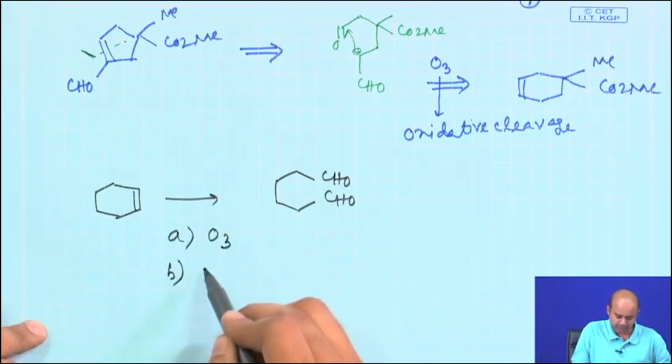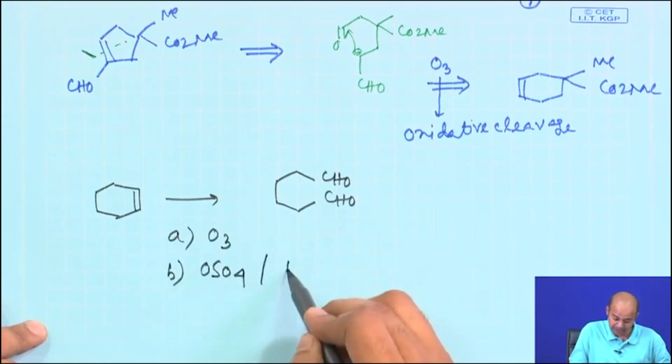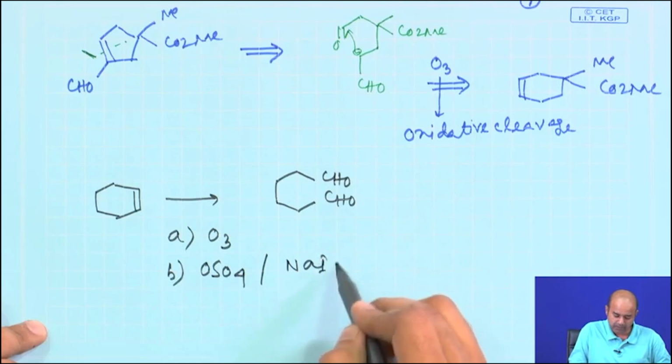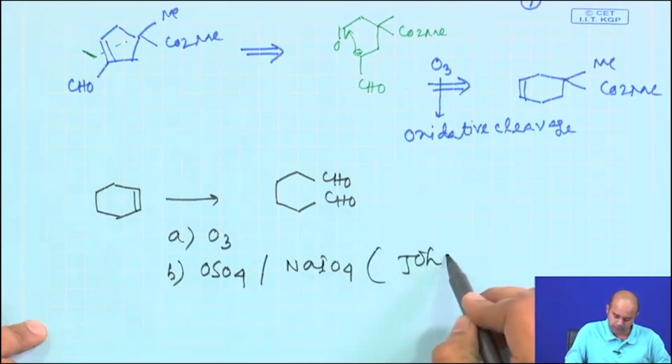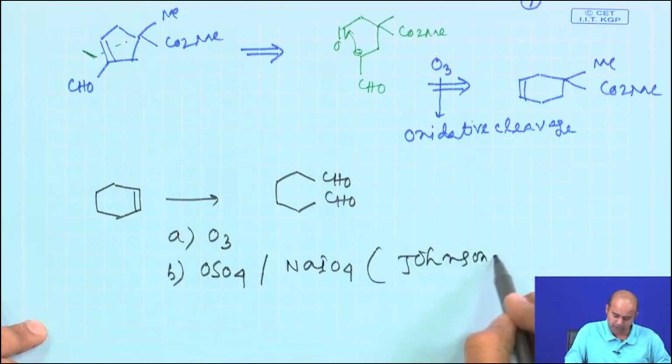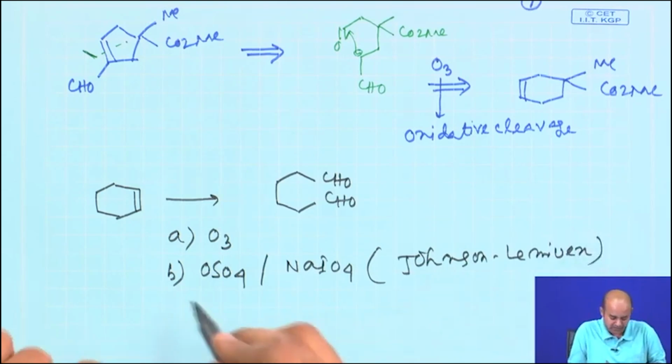There are other reagents. In this transformation, first you do a dihydroxylation, then you use sodium periodate, which is named as the Johnson-Lemieux reaction. The spelling you have to check, Johnson-Lemieux reaction.